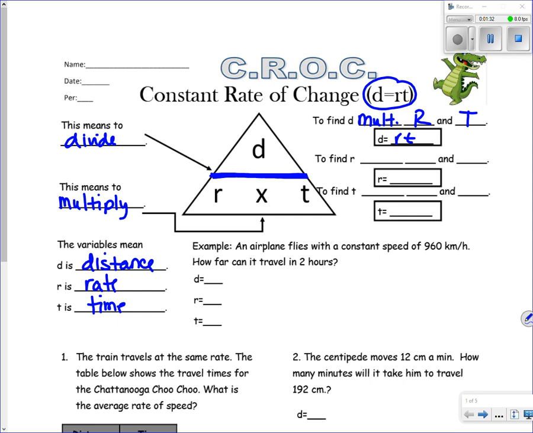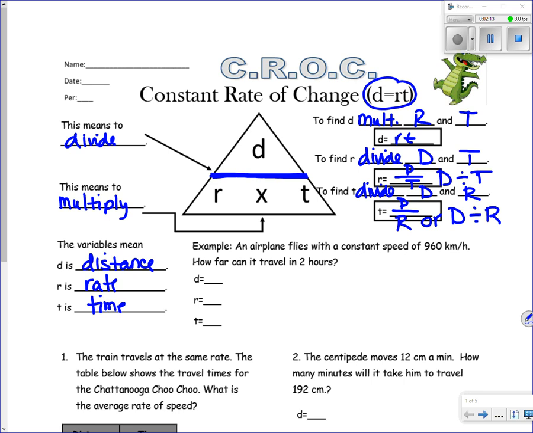Now, when we switch it and we go to find one of the bottom pieces, to find the rate, we are going to divide the distance and the time. So rate equals distance divided by time. And if you want to write it D divided by T, that's fine as well. Just like when we find the R, to find the T, we're still going to divide. And this time it's going to be distance and rate. So time equals distance divided by rate, whichever you prefer.